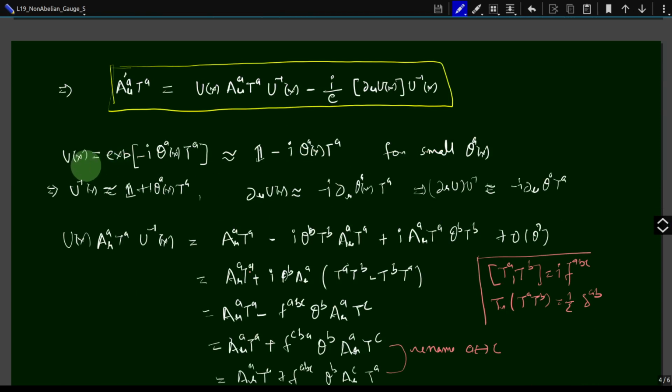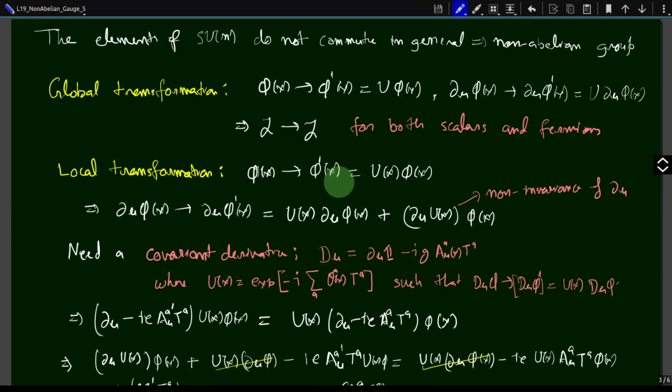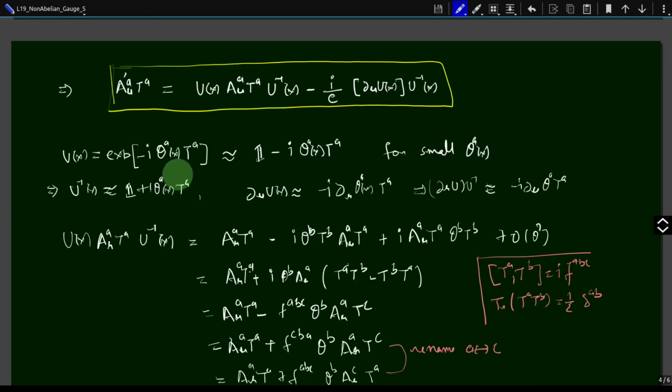Now, since U(x) is this exponential, when all the θ^a's are very very small, I can write this particular exponential up to linear order in θ. Here I'm using the symbol θ. Earlier I was using alpha to be a real number, but here I changed the name of the variable. So U is a function of x because this θ is a function of x, because the T's are constants. They are a basis of matrices, so to say.